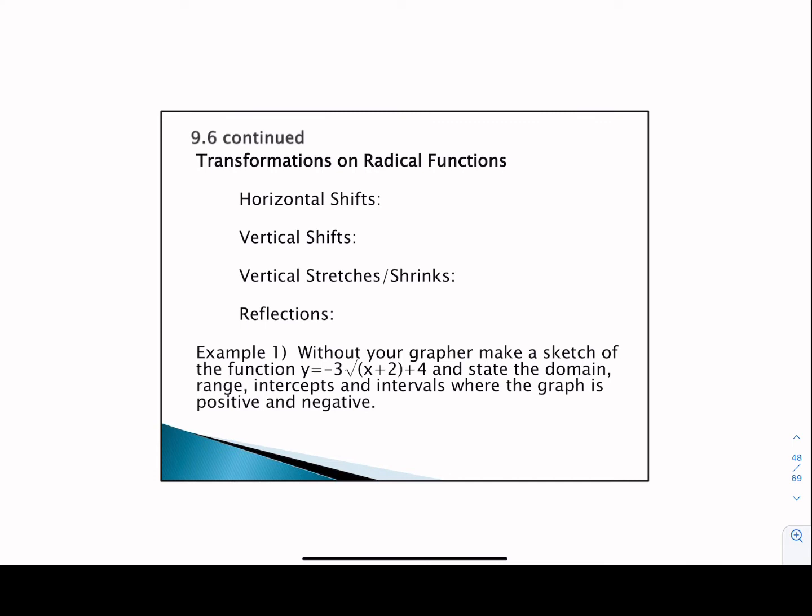Now that we understand how these radical functions behave, we're going to show you how to transform them. And by transformations, we're talking about things like horizontal shifts. So how do we move this left or right? We're talking about vertical shifts or moving the graphs up or down. We're going to look at vertical stretches or shrinks. So we're looking at making the graphs narrower or wider or changing that rate of increase. We're also going to be exploring how reflections can be done.